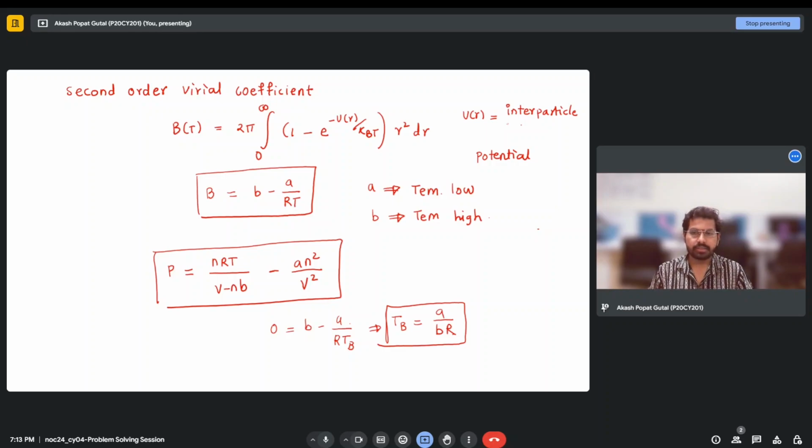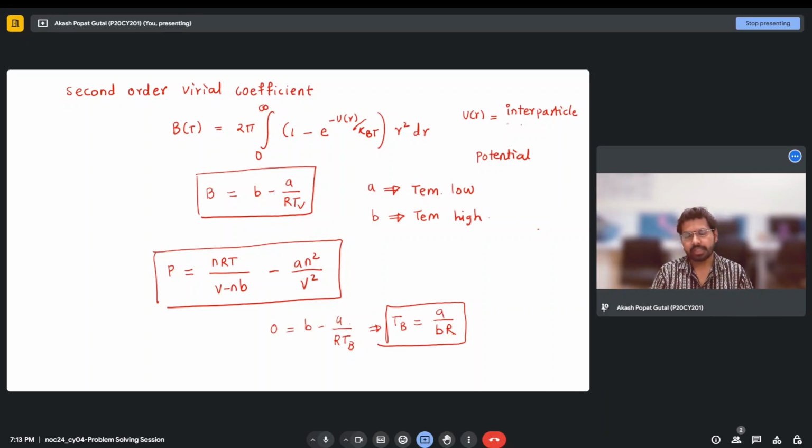And we have seen at low temperature A will dominate, and at high temperature B will dominate, because when you increase the temperature, the 1 by T factor will reduce the dominance of A in the equation. So that's why at high temperature B will dominate, and when temperature is very low, this factor will dominate over B, and A will be the dominating factor at low temperature.